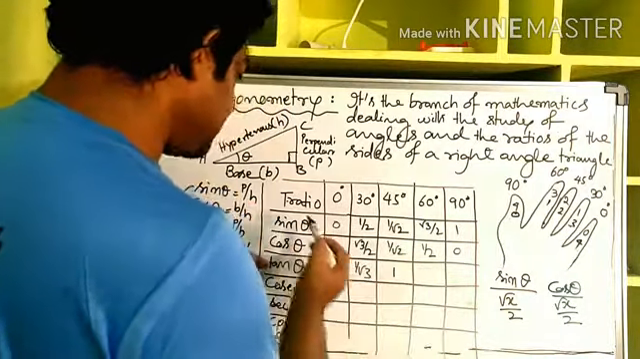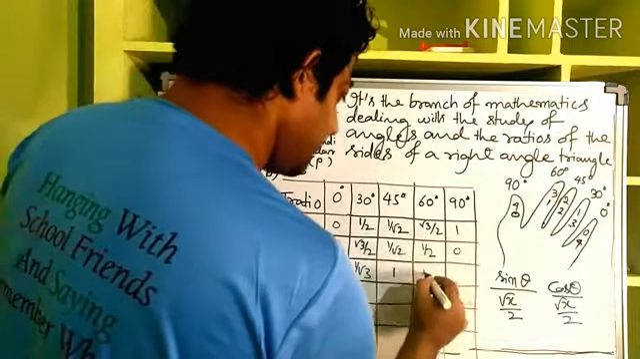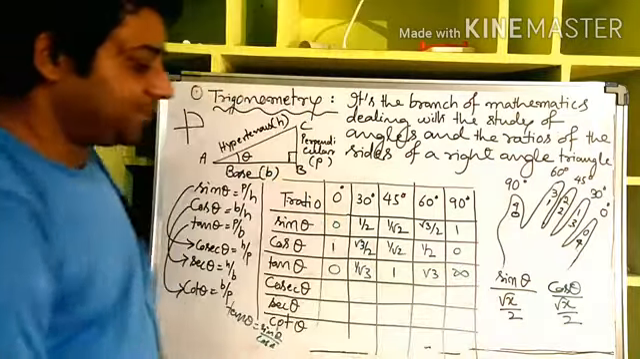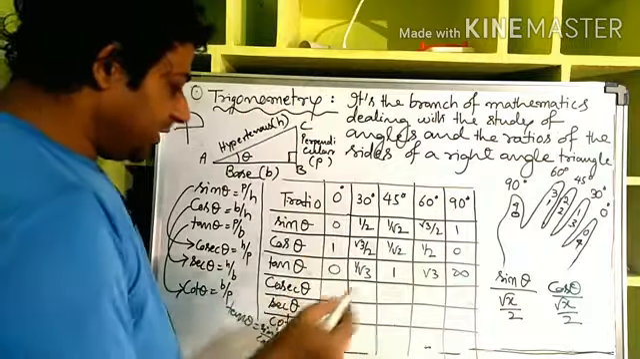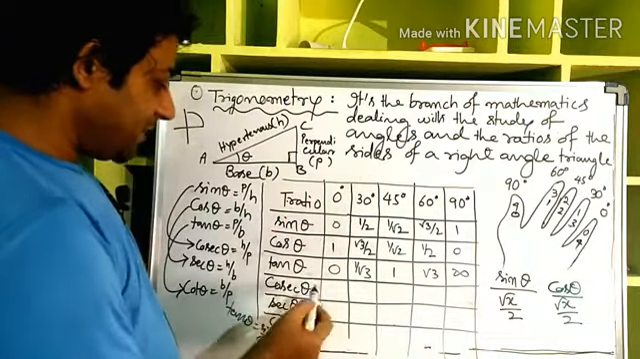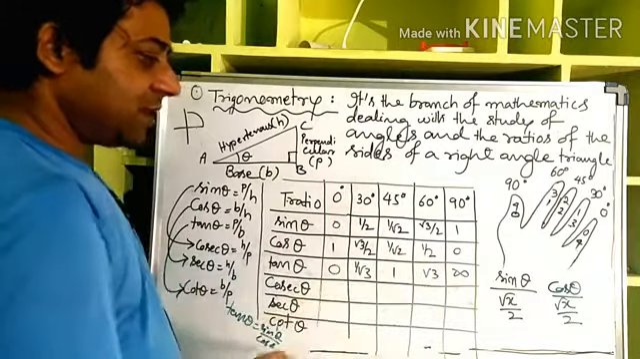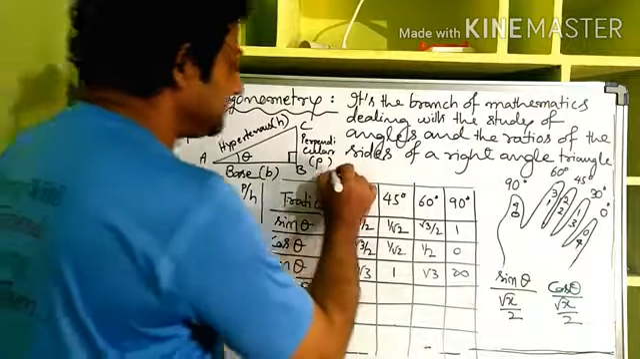And tan theta is sine theta by cos theta. Tan 60 is equal to sine 60 by cos 60, root 3. And this 1 by 0 is equal to infinite. Now these three are homework for you. You can do it on your own. Cosec theta is equal to 1 by sine theta. So cosec 0 is equal to 1 by sine 0. Like that, all these things you have to put. You can put already.